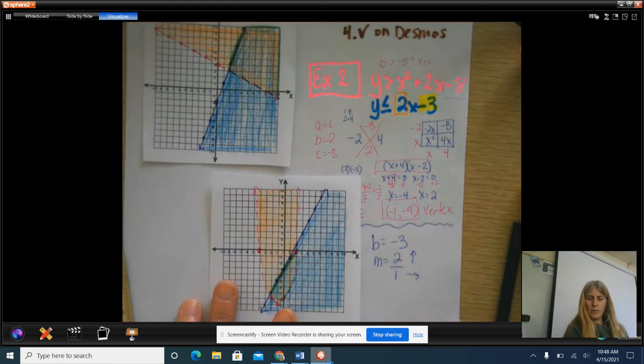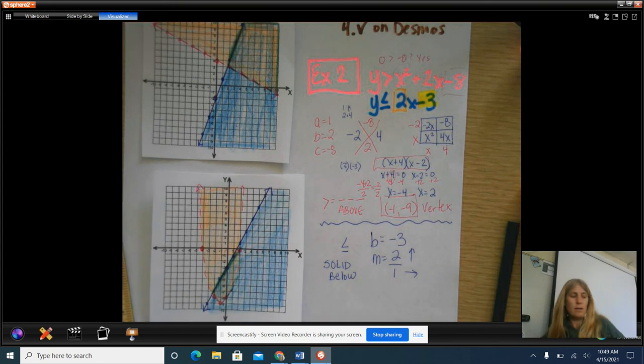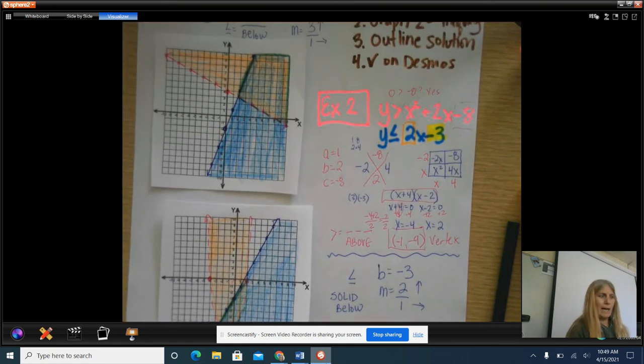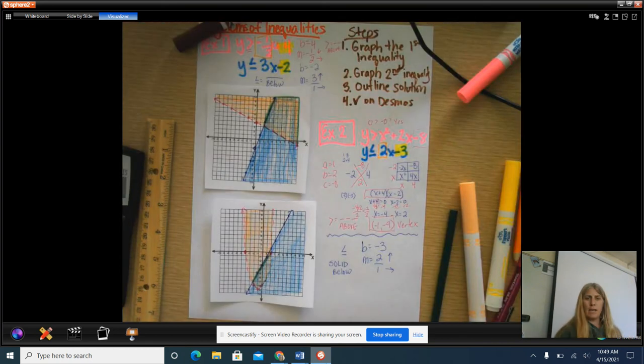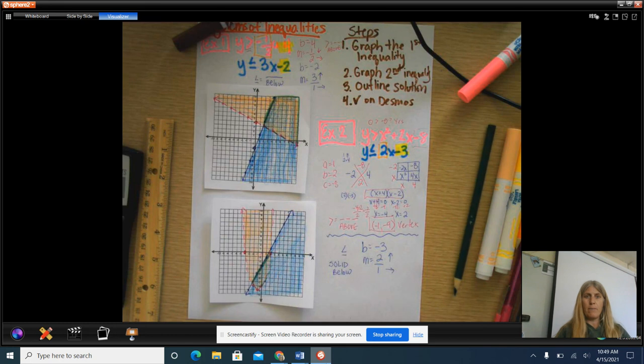Right? And so this right here, ladies and gentlemen, is my second system of equations. So it's not always two lines. Sometimes it's a line and a parabola. Sometimes it's two parabolas, but we follow the same basic rules.